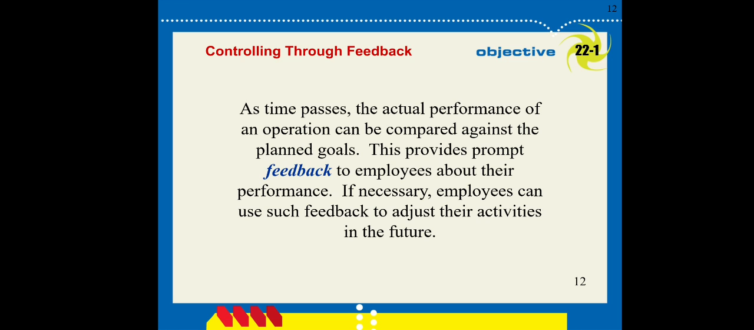So in that situation, employees can use that knowledge about the difference between actual data and budgeted data to adjust their activities. Maybe they have to do more advertisement. Maybe they have to increase the quality of the product. Maybe they have to reduce the price of the product. It depends according to what happened in the business.